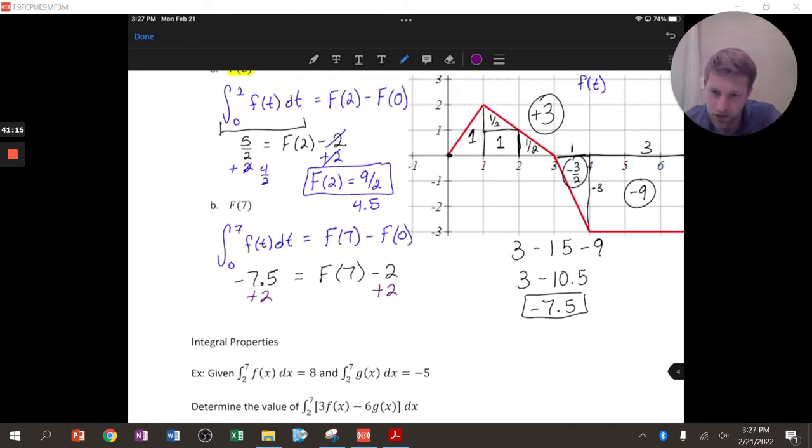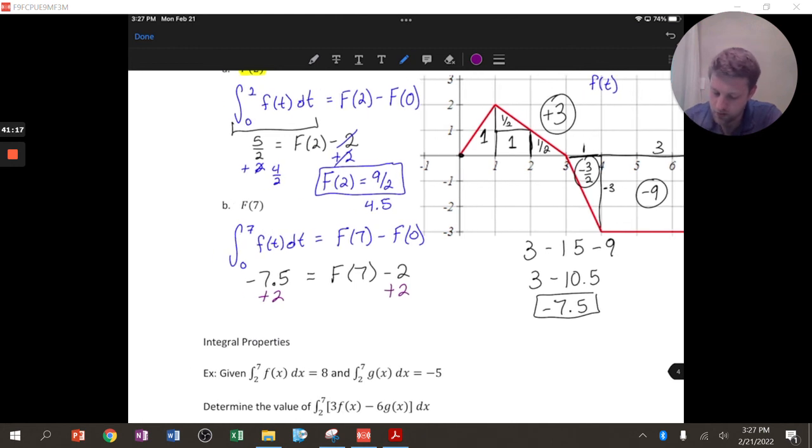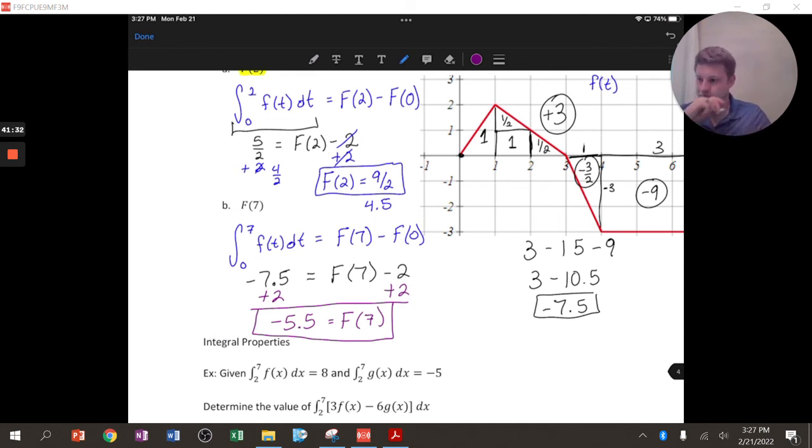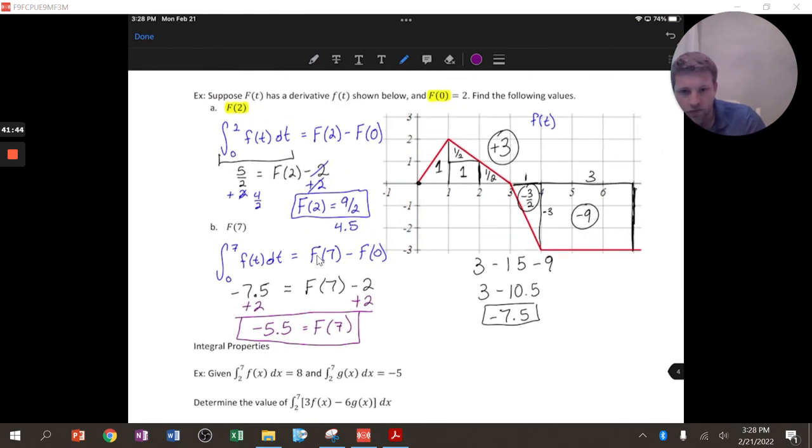And it looks like that'll give us negative 5.5 for capital F of 7. Negative 5.5. All right, so we've got the antiderivative evaluated at each of those values of 2 and 7 using the fundamental theorem of calculus there.